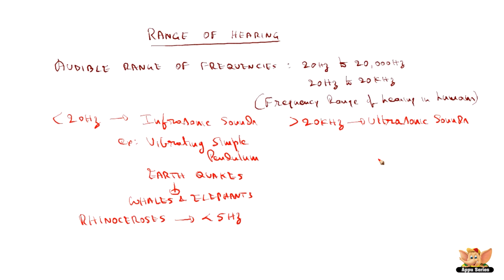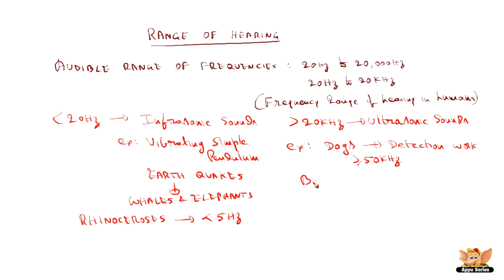Now let us see the ultrasonic sounds. Ultrasonic sounds are greater than 20 kHz. Since human beings cannot hear these, let us see which animals can. For example, dogs. Dogs can hear frequencies greater than 20 kHz, and that is the reason they are used in detection work. They are used in detection work because they can hear sounds up to 50 kHz. Not only that, of course, they also have excellent smelling capability.